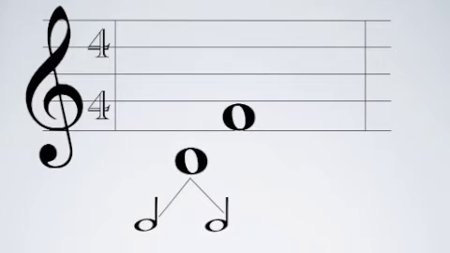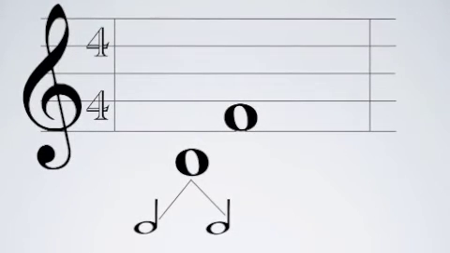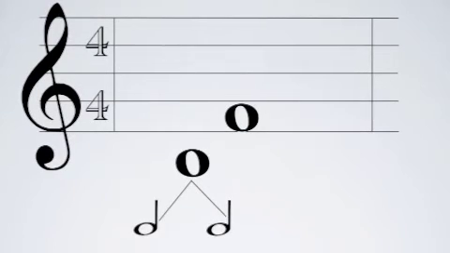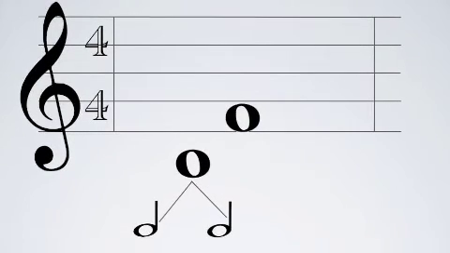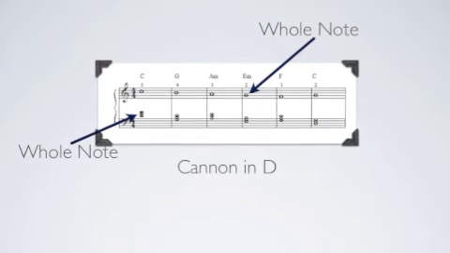Now how many halves make a whole? 2. In music, 2 half notes equal a whole note, which looks like this. One whole note gets 4 beats because it takes up a whole measure. Here's a song you might recognize that uses almost all whole notes. It's called Canon in D.